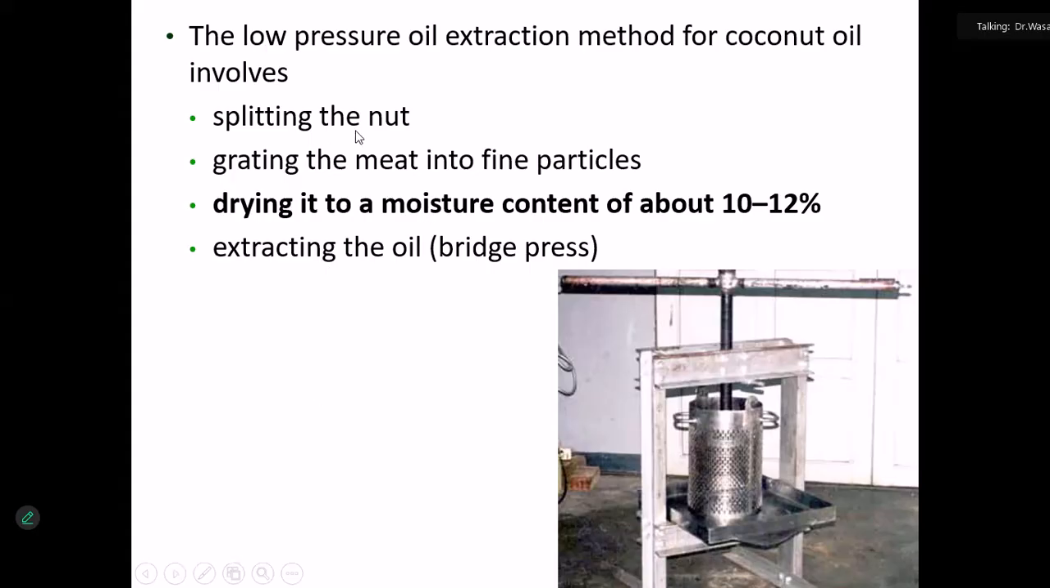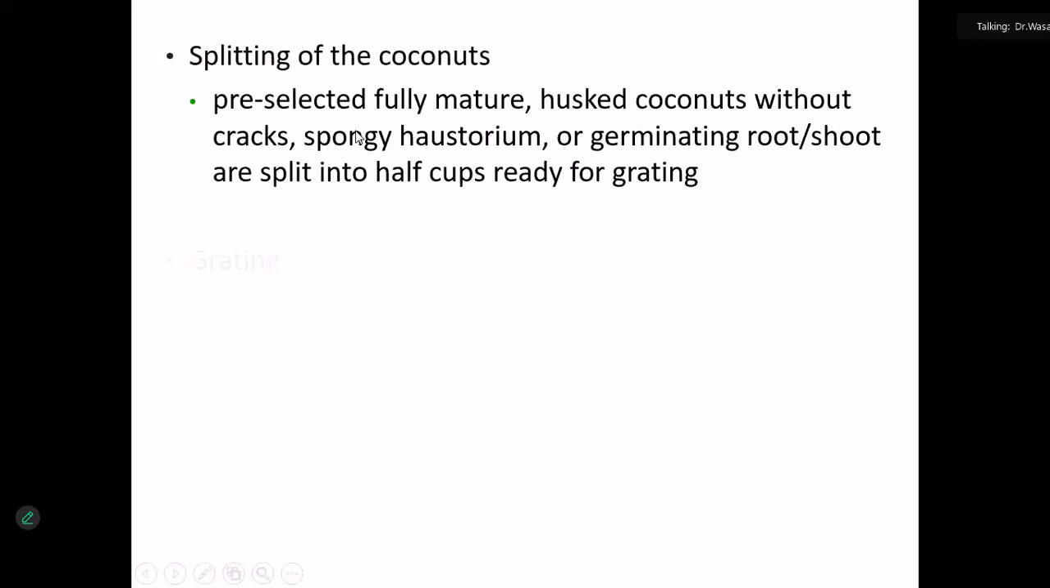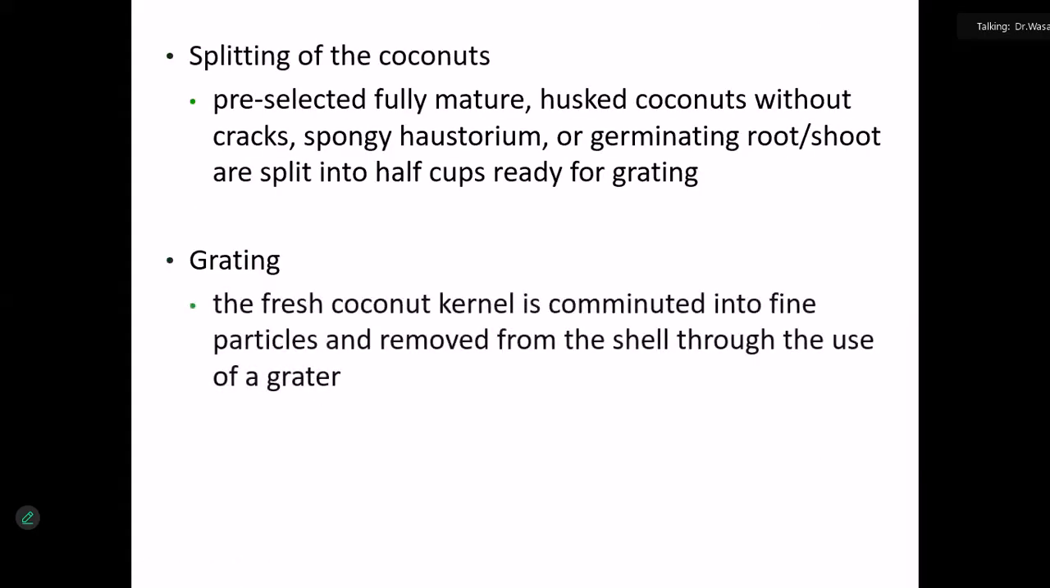First of all, you are splitting the nut. Pre-select fully mature nuts without cracks. Normally, same as earlier, just like for desiccated coconut, you have to take good quality coconuts. What sort of coconut? Fully mature, without cracks, spongy, no germination, nothing.